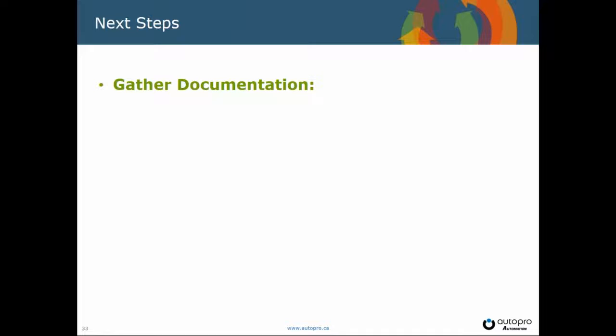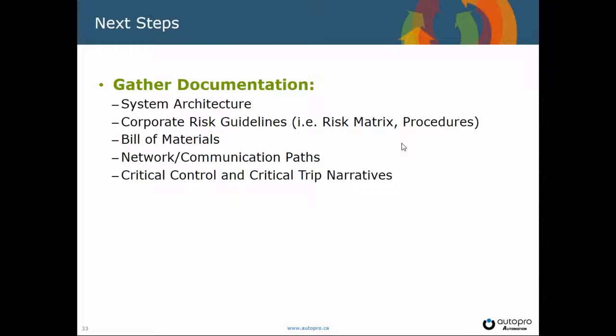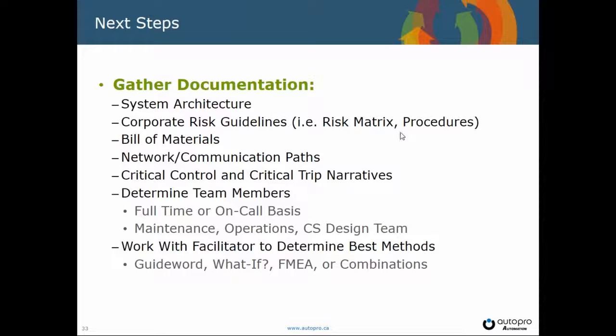So the next steps to start a CHAZOP: once we get the call, I'd be asking for the system architecture, corporate risk guidelines, bill of materials, network communication paths, critical control, and a number of other documents. That will determine what team members we really need. And again, a CHAZOP is generally fairly small.